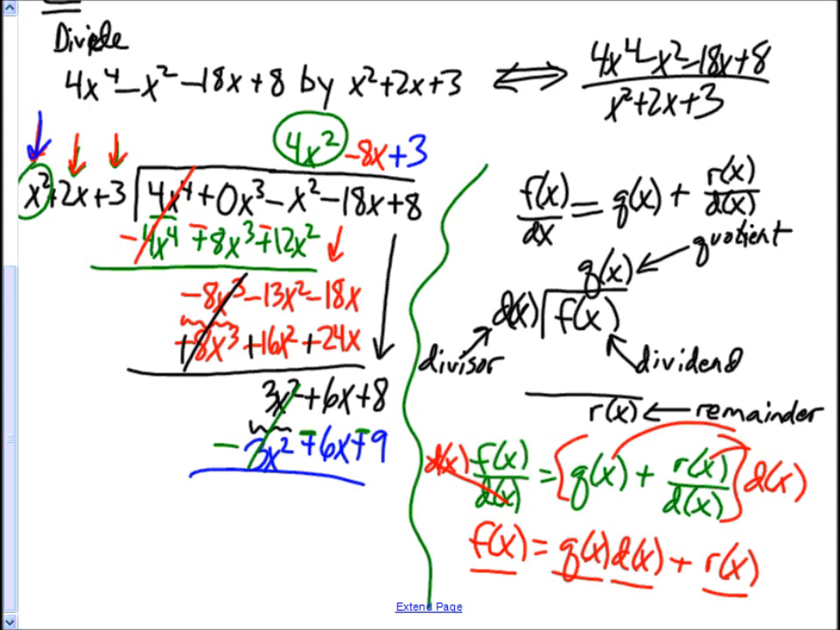6x minus 6x. Hey, that's gone. 8 minus 9, negative 1. There's my remainder right there. I'm done, right? That's my remainder. So the question becomes, how do I write this, okay?